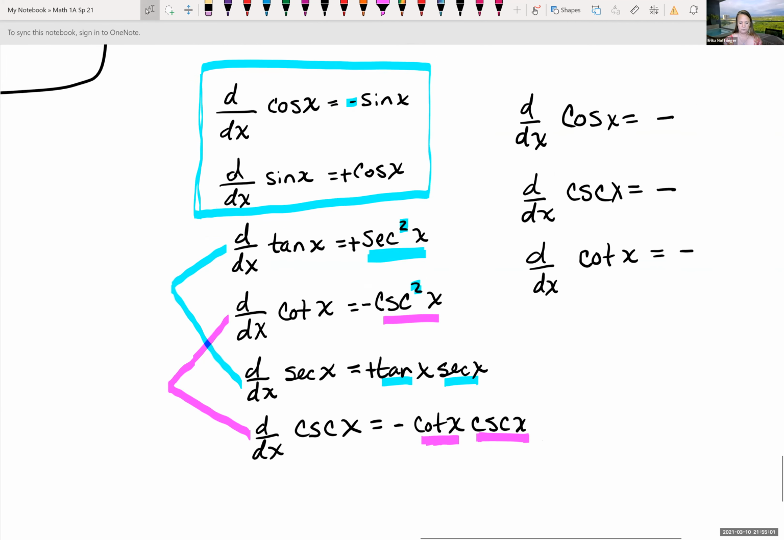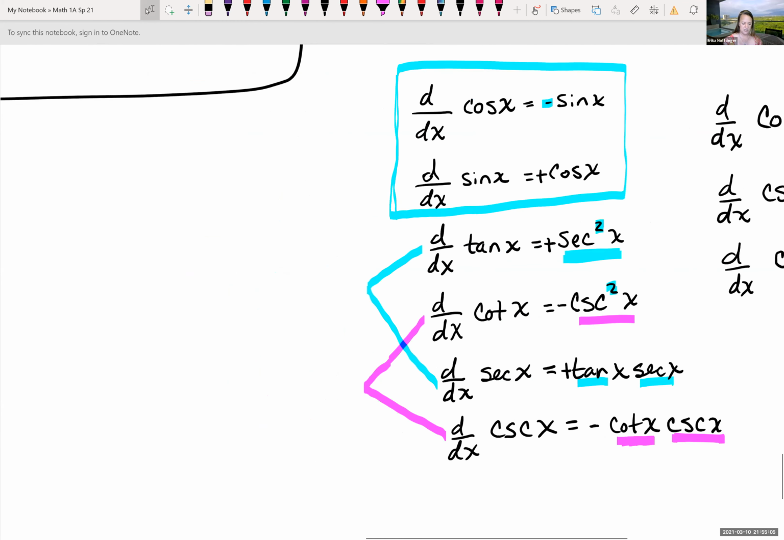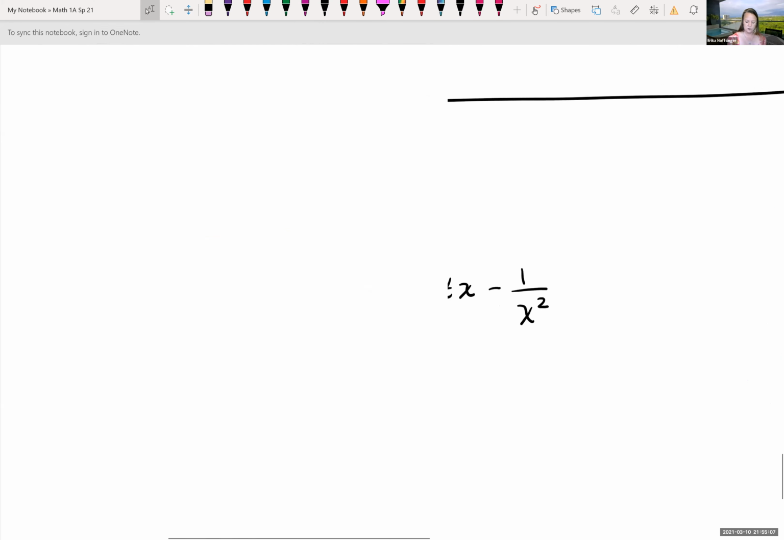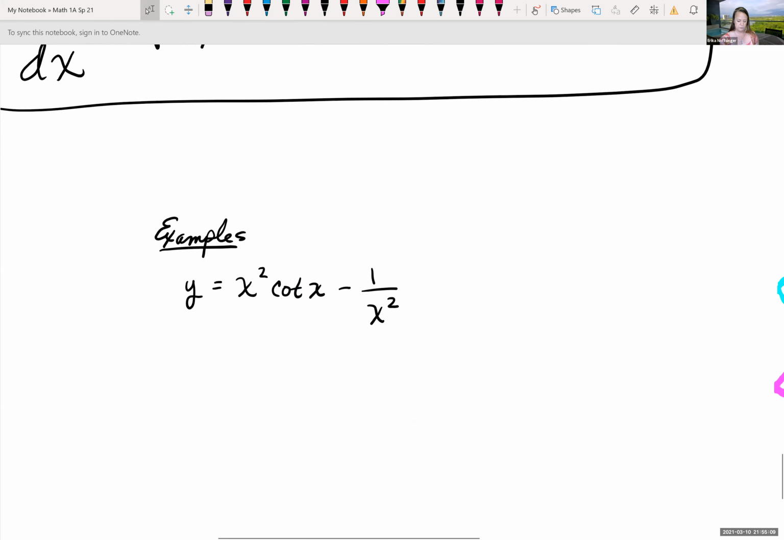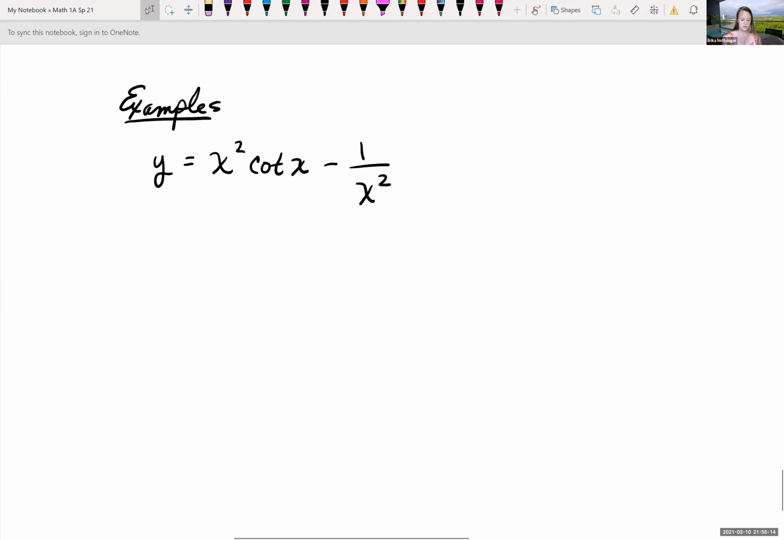these problems. And so pulling up an example using the differentiation rules that we were just learning in this class and the derivative of trig functions, we should be able to find the derivative of y equals x squared cotangent of x minus 1 over x squared.